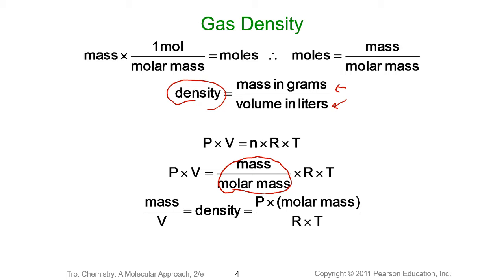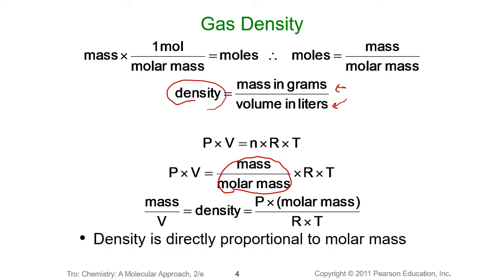By solving for this, we get that our density is equal to the pressure times the molar mass divided by RT. So what this says is that our density is directly proportional to the molar mass. As our molar mass increases, our density increases. As our molar mass decreases, the density of the gas decreases.